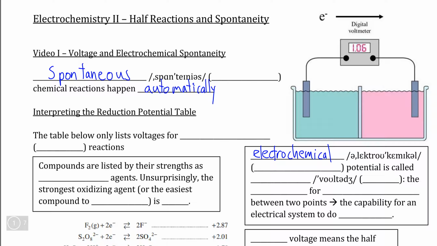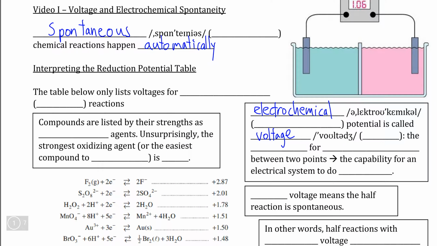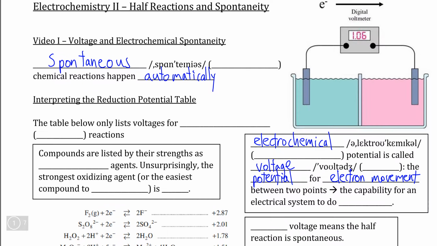In order to do that, we need to talk about what electrochemical potential, also known as voltage, is. For the people with a strong physics background, we're going to get a little bit simplified here. In chemistry, the term voltage refers to the potential, meaning the capability for electron movement, because all electricity is based on the flow of electrons. So electrical potential or electrochemical potential is the capability for electron movement between 2 points.